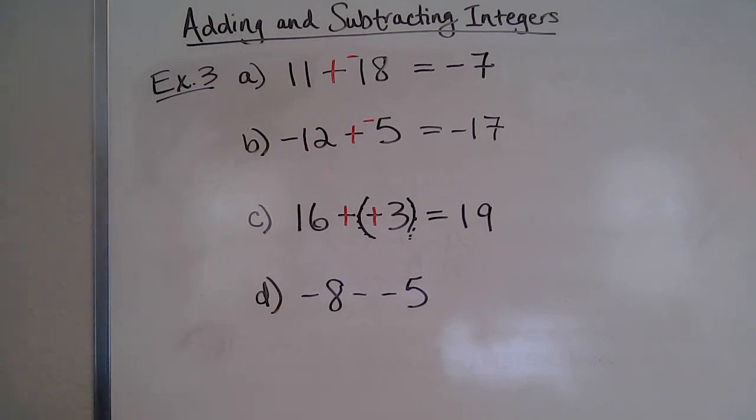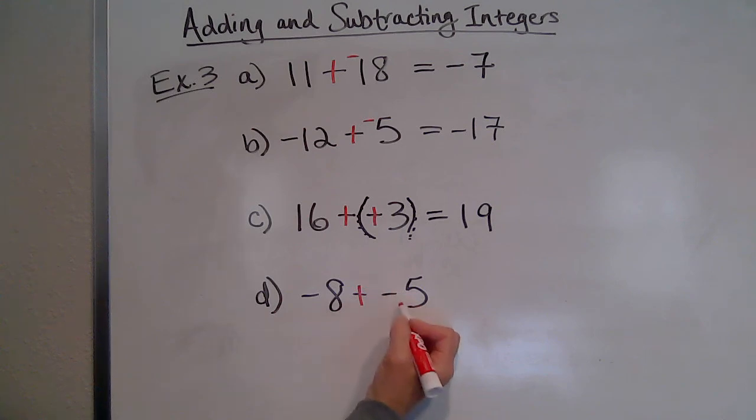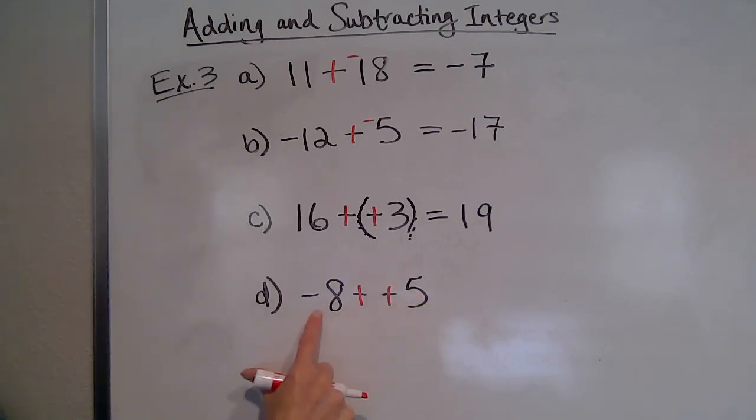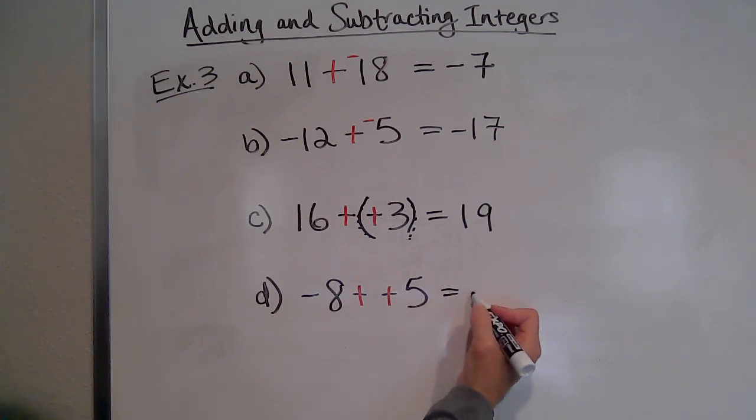All right, so let's look at this last one. Negative 8 minus negative 5. I'm going to change this subtraction to addition. I'm going to change the sign of the number after it. I owe someone $8. I now find $5 maybe in a pocket. And I can say, all right, well, here's $5. And your friend will say, all right, well, thanks, but you still owe me 3.